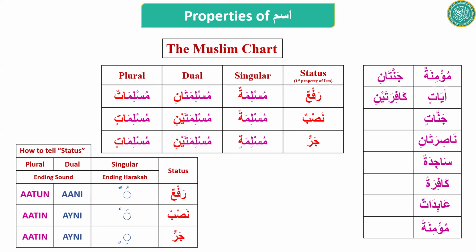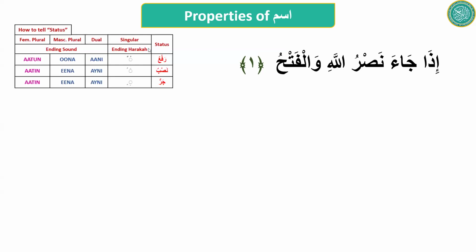We are going to apply that to the Quran, inshallah. And we will try to identify the status of different words in Surah An-Nasr. That's what I have chosen for today's class. So inshallah, with the help of a participant, I will try to identify the status of different ism. The first ism I'm going to ask about is Nasr.